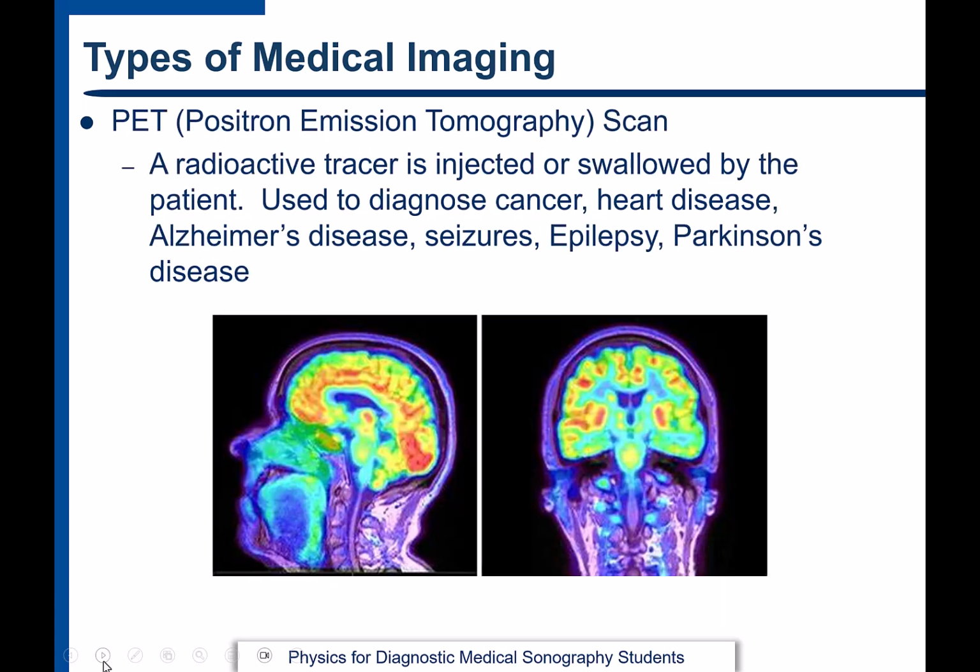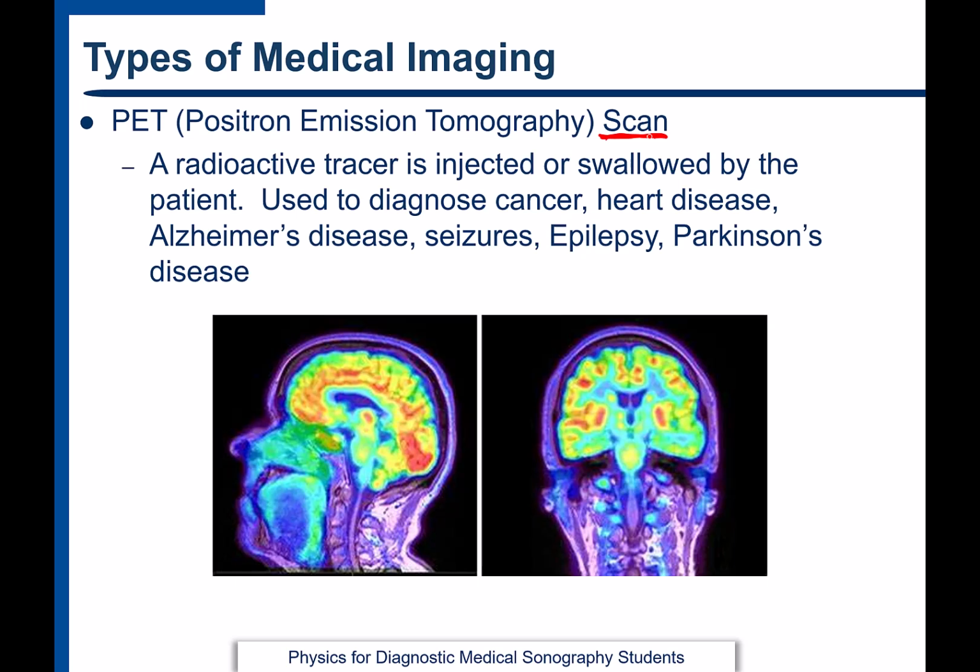The next type of medical imaging we want to talk about is what's called a PET scan, or positron emission tomography. You'll notice that, first of all, we have the word scan again. And so what that means, again, is that it's going to show you slices of the object that you're imaging. What's different in a PET scan than a CT scan is that a radioactive tracer is used.